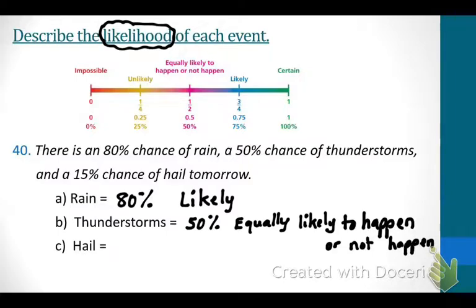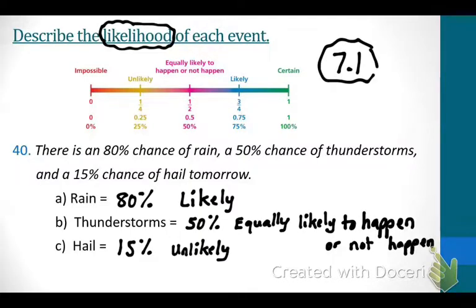And the next one, hail. Samantha, what's the percentage chance of hail? 15% is correct. And what's the likelihood? Unlikely, meaning it's probably not going to happen since it's only a 15% chance. How many of you would say you got all three of those correct? Okay, this comes way back from 7.1 if you want to brush up on your likelihood and your probability.